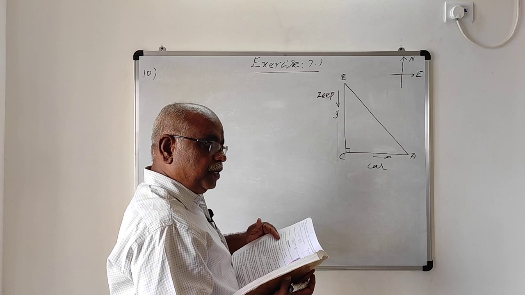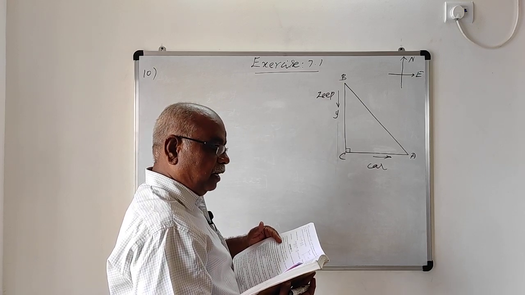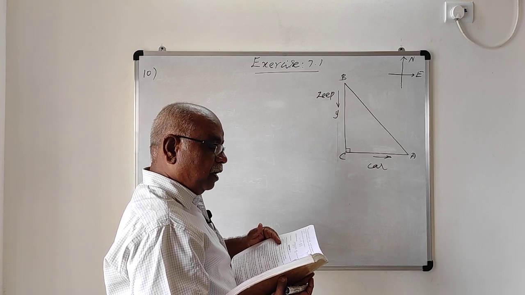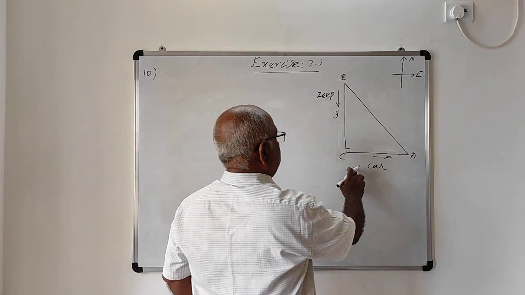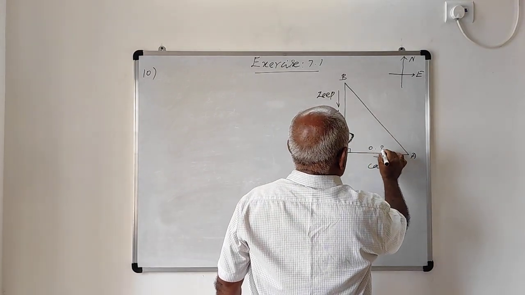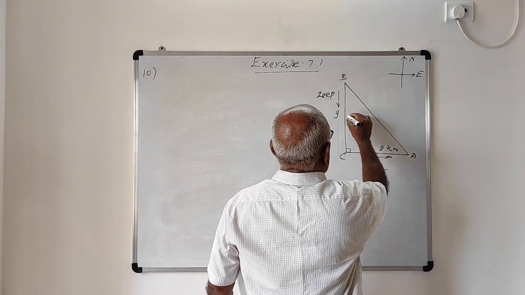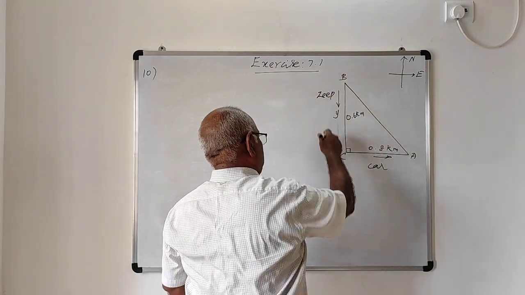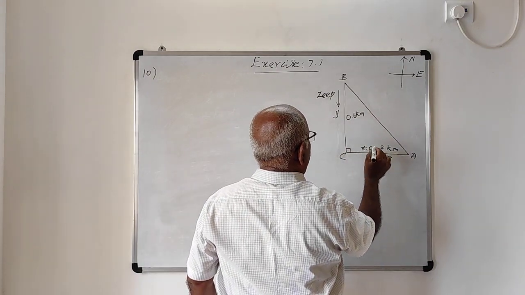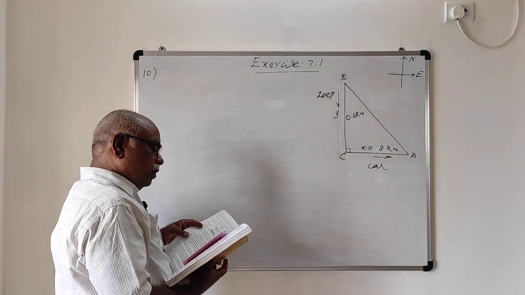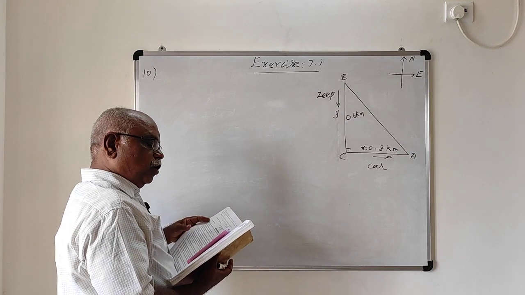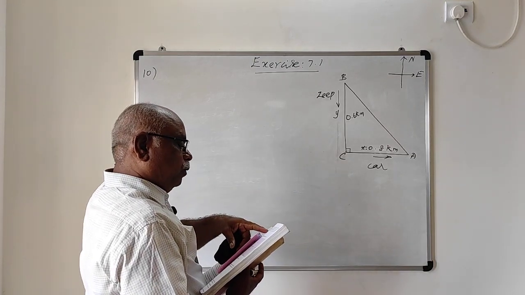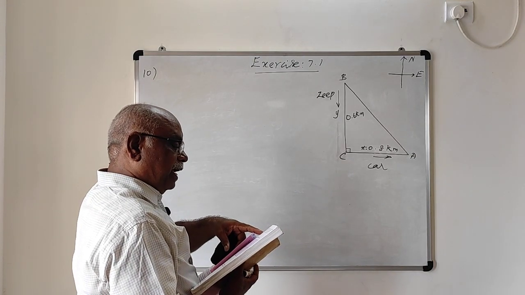When the jeep is 0.6 km north of the intersection, the car is 0.8 km to the east. The car is 0.8 km in the x direction and the jeep is 0.6 km in the y direction. This is Y and this is X. So it is also given that when the jeep is 0.6 km north, the car is 0.8 km to the east.